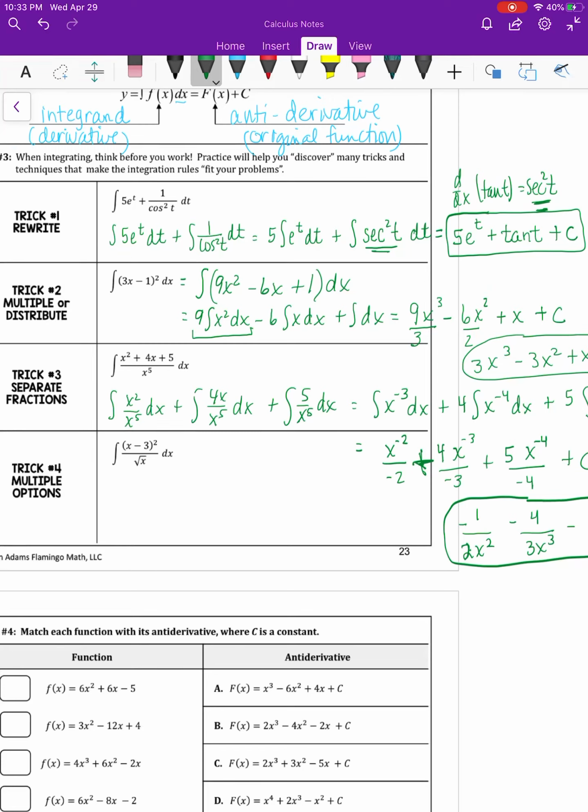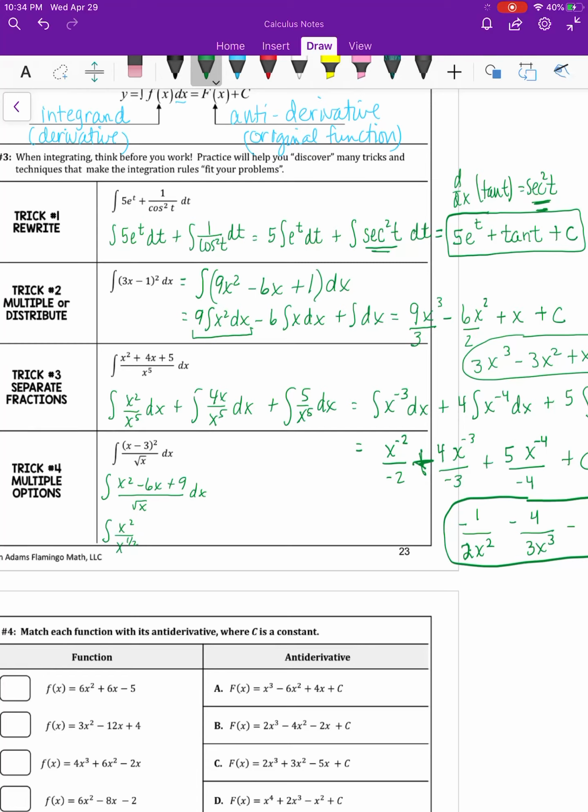Trick number 4, multiply options. That means we're going to have to multiply this out and then divide it by the square root of x. So this one's going to be a little bit of work. If I multiply this out, I get x squared, I get a negative 3x and another negative 3x, giving me a negative 6x and a positive 9 divided by the square root of x dx. Okay, so that was my first step.